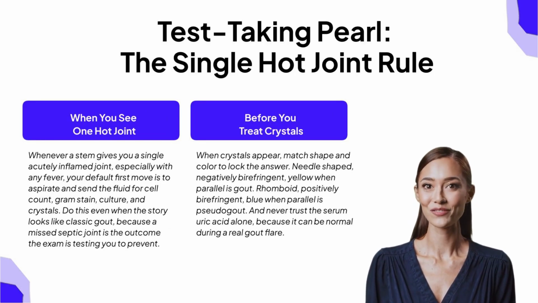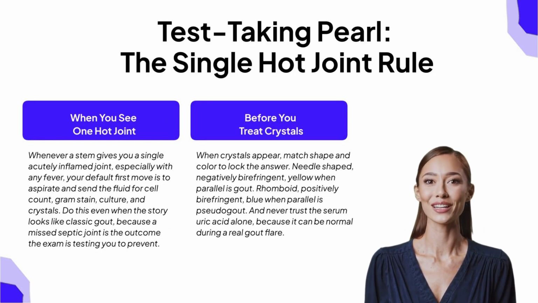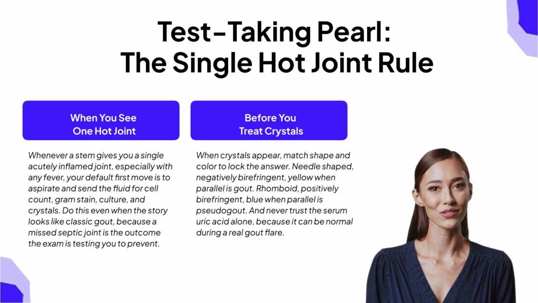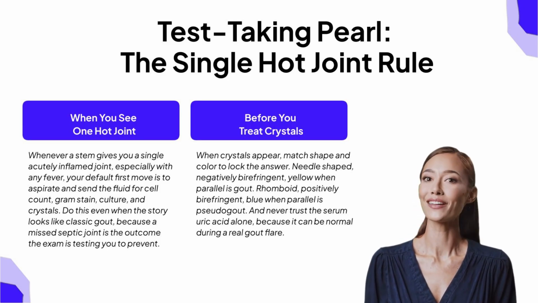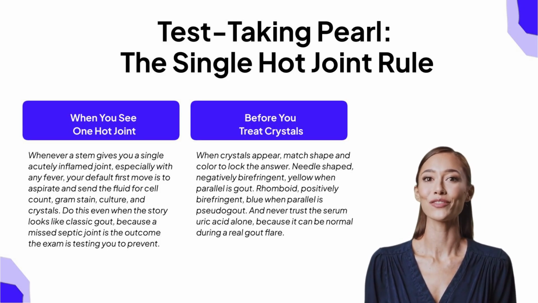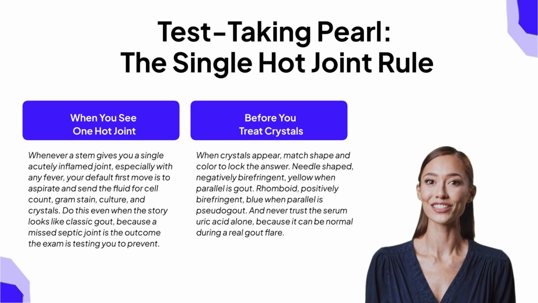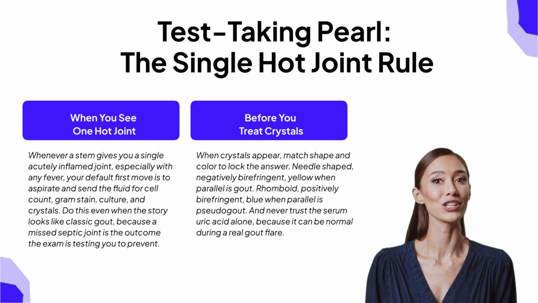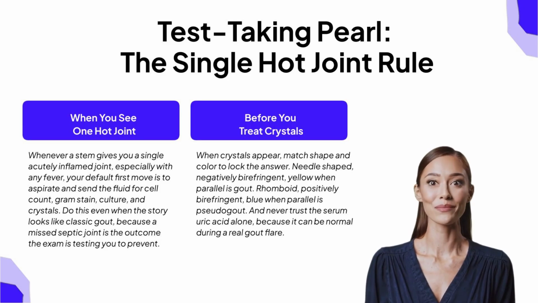Here is the single most valuable pearl that ties these questions together: the single hot joint rule. Whenever a stem hands you one joint that is acutely inflamed, red, hot, and swollen, especially with any fever, your default first move is to aspirate it and send the fluid for a cell count, gram stain, culture, and crystal analysis. Do this even when the story looks like a perfect gout attack, because what the exam is quietly testing you to prevent is a missed septic joint that destroys cartilage.